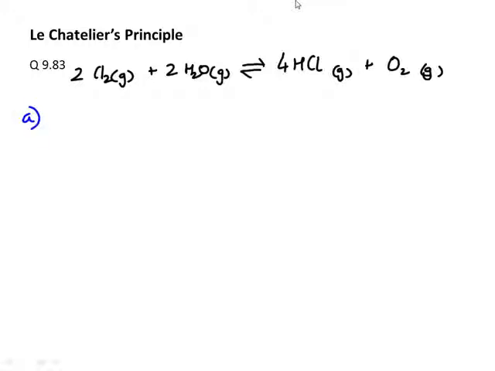So in A, if we increase chlorine concentration. If chlorine concentration increases, in other words, we are increasing one of the reactants' amount, the equilibrium will automatically shift in the direction of the products. So we will have, therefore, more of the products. It will shift to the right.